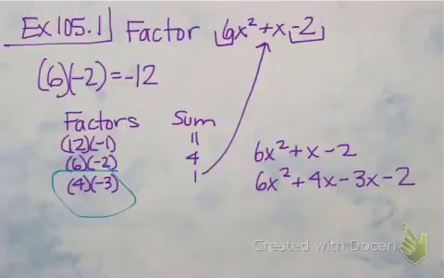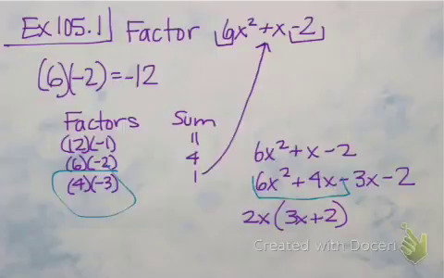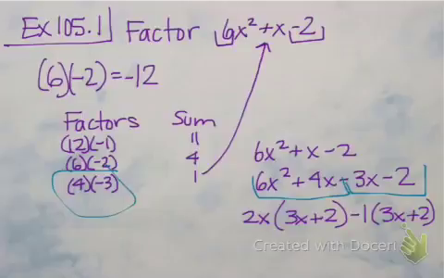Now, I need to factor what I have in front of me. So, when I look at 6x squared and 4x, I can pull a 2x out. So 2x pulled out of 6x squared gives me 3x. 2x pulled out of 4x gives me a 2. Now I look at the second two, negative 3x minus 2, and the only thing I can pull out of that is a negative 1. So negative 1 gives me 3x plus 2.